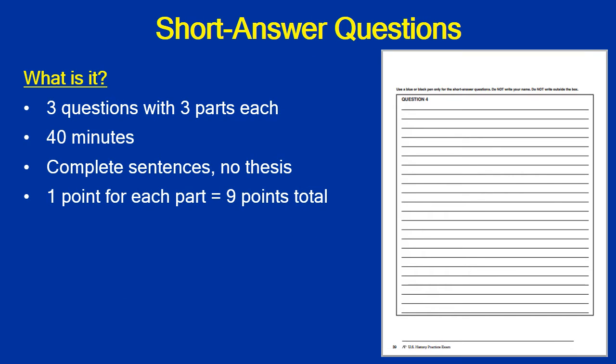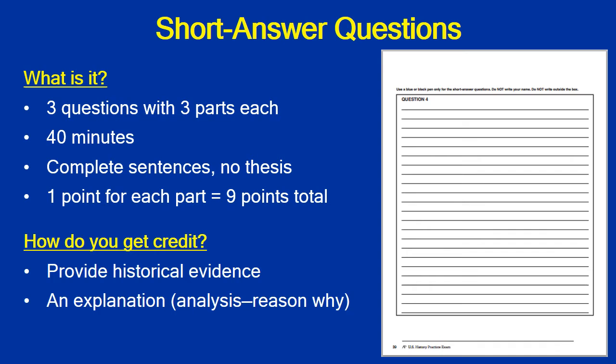Each task tests 1 or more historical thinking skills. The short answer section on the AP exam consists of 9 total questions. Students will only have 40 minutes to answer all 3 questions. In answering the questions, students must use complete sentences. Lists or bulleted responses will not be scored. No thesis is required, so make your answers short and specific. For every correct response, you receive 1 point, for a total of 9 points possible. To get credit for your response, you must provide historical evidence and an explanation.